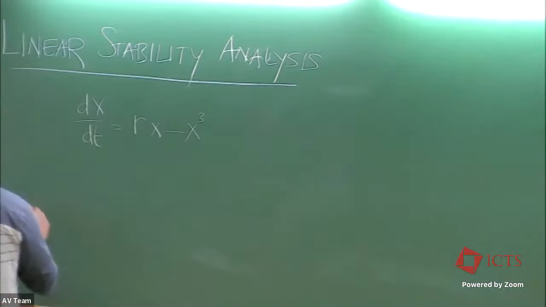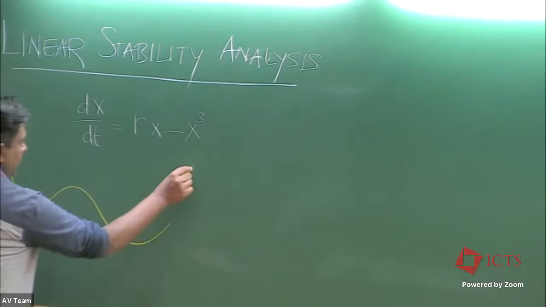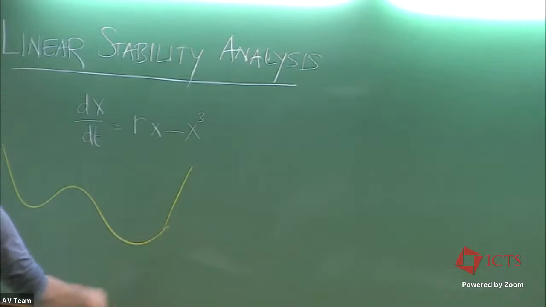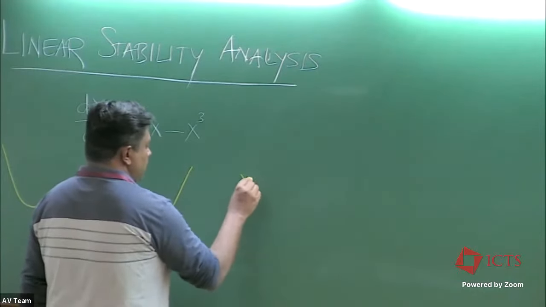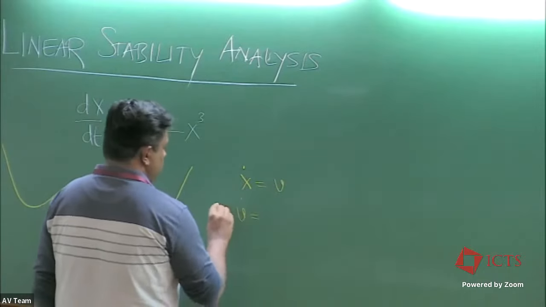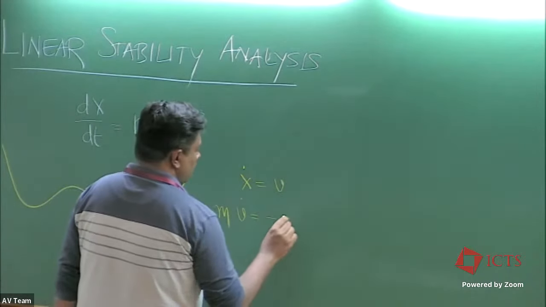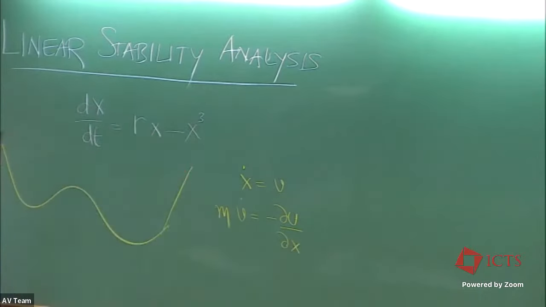Let's say you have a particle moving in some potential, some confining potential of that form. Surely you can write down equations of motion for the particle, where you would have x dot equal to v and m v dot equal to minus du dx. So this would describe the classical Hamiltonian picture. I don't want to look at Hamiltonian orbits.